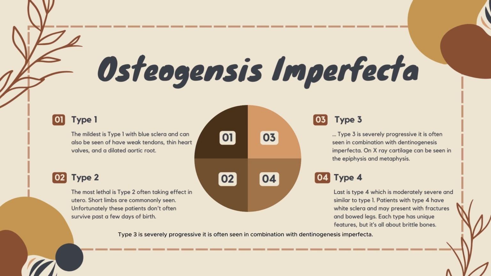Type 3 is severely progressive. It is often seen in combination with dentinogenesis imperfecta. On X-ray, cartilage can be seen in the epiphysis and metaphysis. Last is type 4, which is moderately severe and similar to type 1. Patients with type 4 have white sclera and may present with fractures and bowed legs.